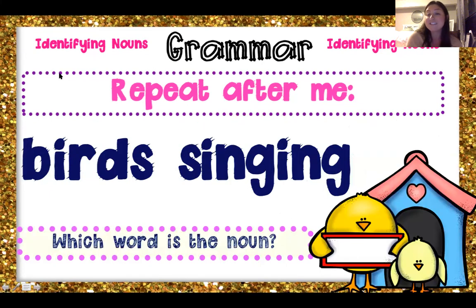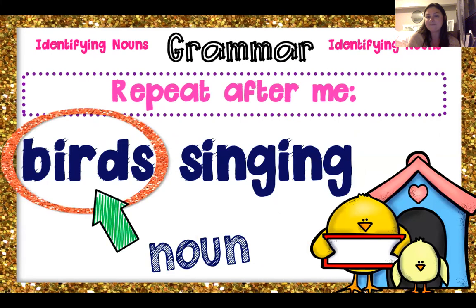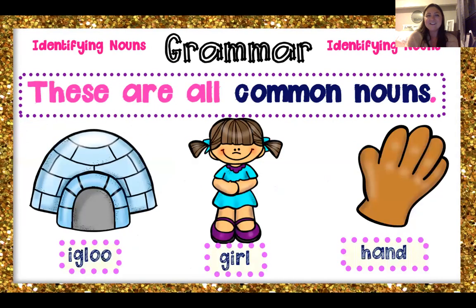All right, we're going to do this again. Repeat after me. Birds singing. Okay, which word is the noun? Is birds the noun or is singing the noun? I'll give you some think time. Birds. If you said birds, that is the noun because that is a thing. We said that nouns can be a person, a place, or a thing. That one's the thing. These are all what we would call common nouns.